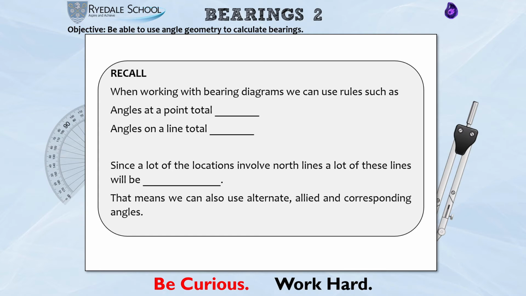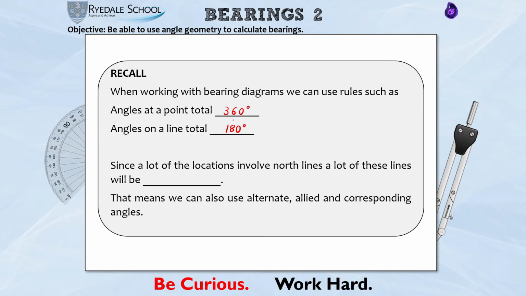So, we're going to think about some of the angle rules that we already know from lower school. When working with bearing diagrams, we can use rules such as angles at a point and angles on a line. We should know that the angles at a point add up to 360 degrees, and angles on a line add up to 180 degrees. So we might be using those angle rules in some questions in a moment.